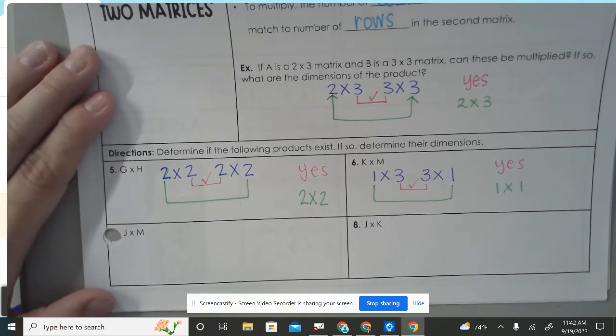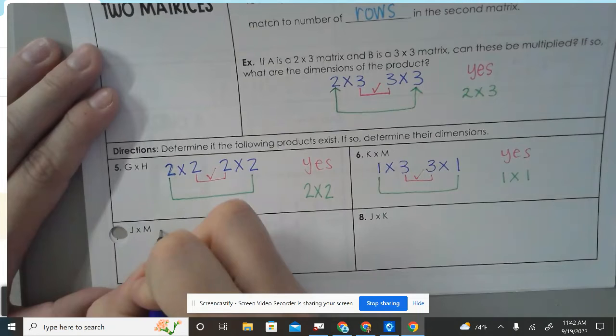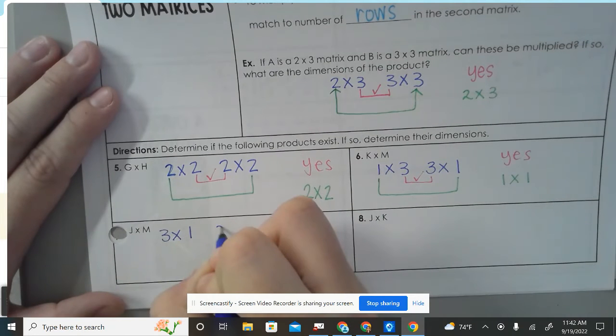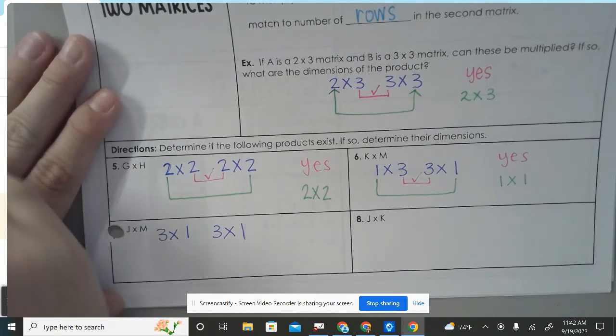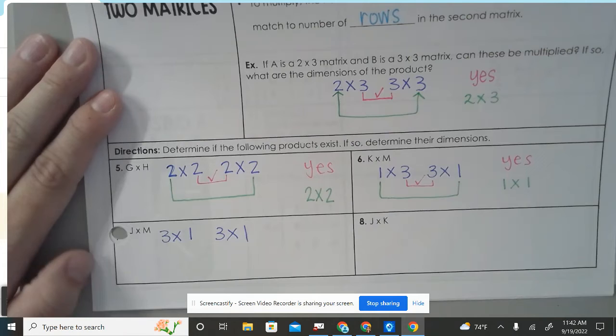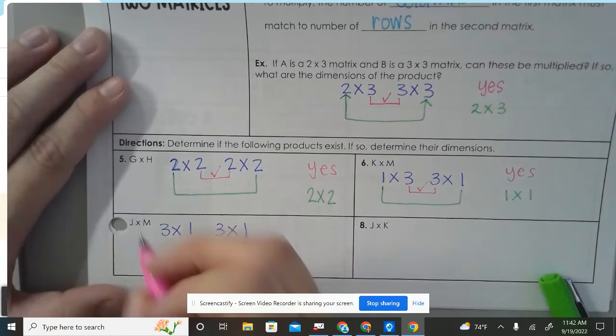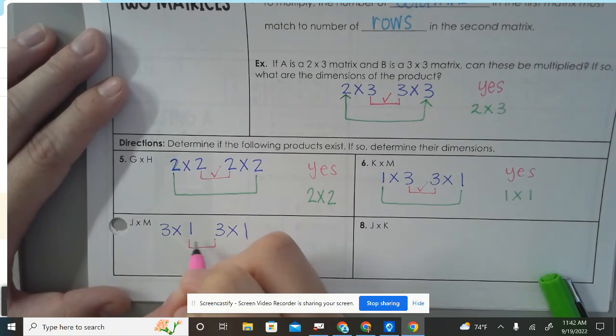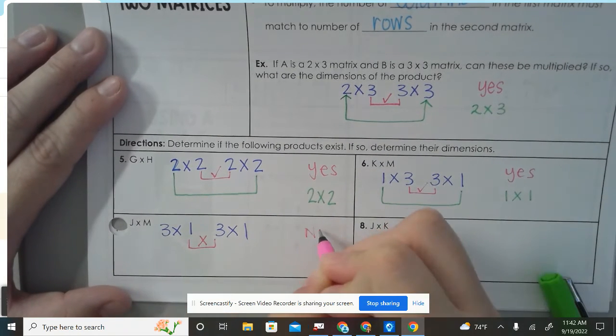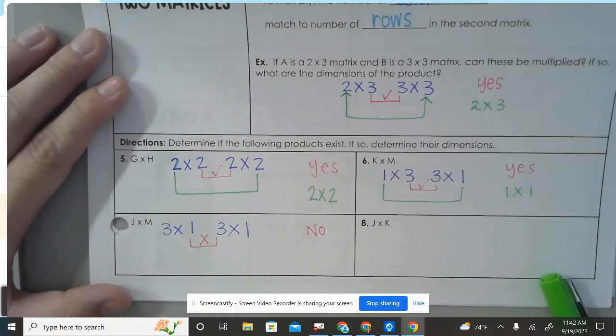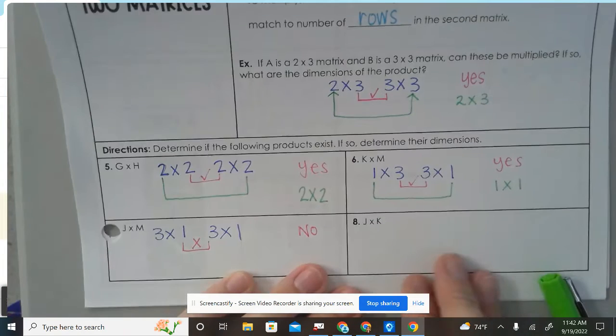What are the dimensions of J? 3 by 1. And we also said that M was a 3 by 1. You would think if they have the same dimensions that they can be multiplied. But can they? No, because those middle numbers don't match.